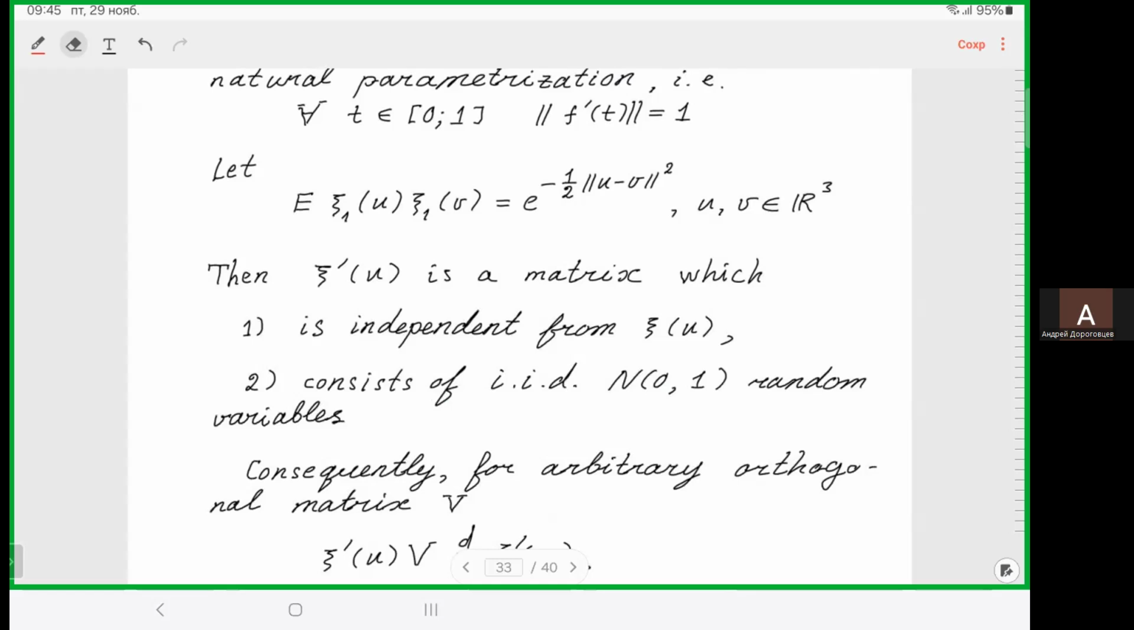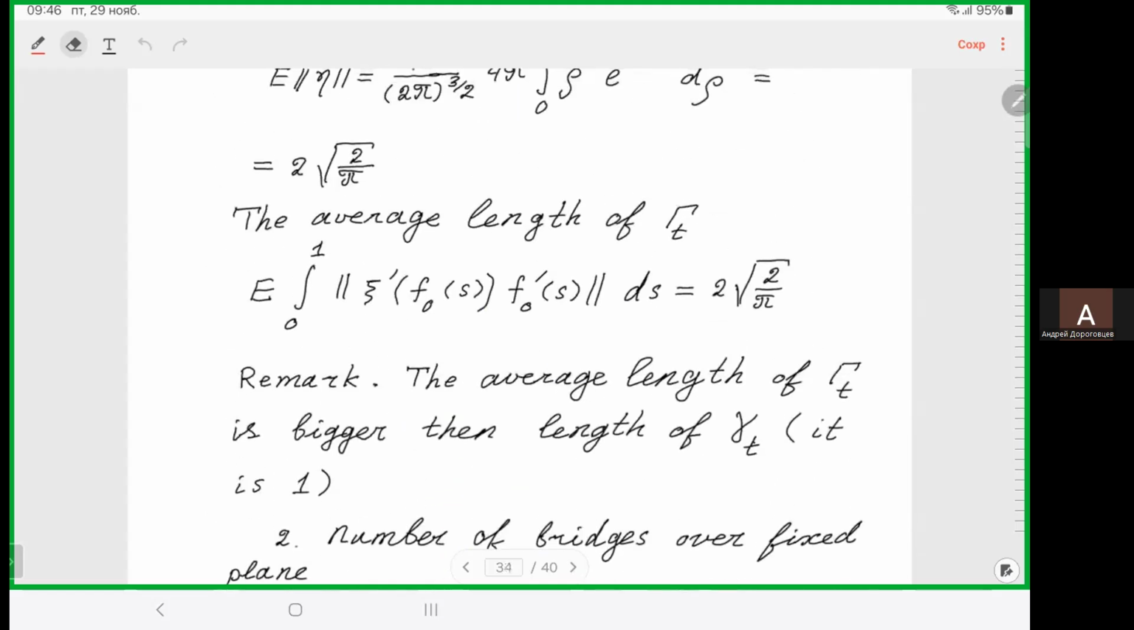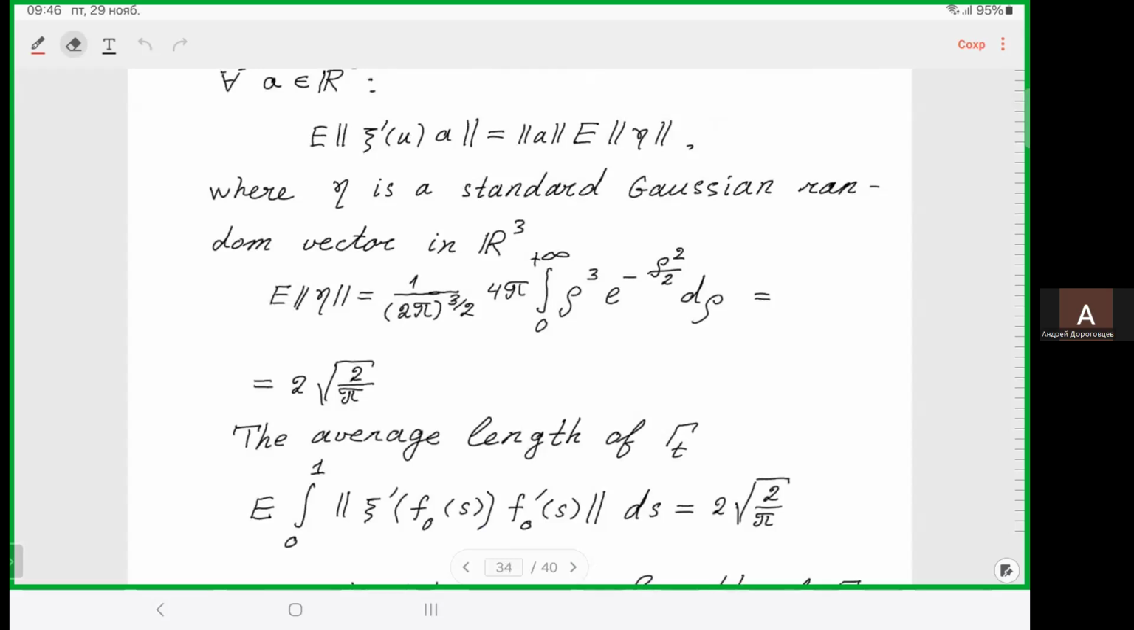They like very much. People from those parts of mathematics like very much such matrices which consist of independent standard Gaussians. And since for an arbitrary orthogonal matrix, psi prime U multiplied by V is equidistributed with psi prime, one can conclude the following: that for all A which belong to R2, R3, the expectation of the norm is equal to the norm. Here is the expectation of the eta, where eta is a standard Gaussian random vector in R3.